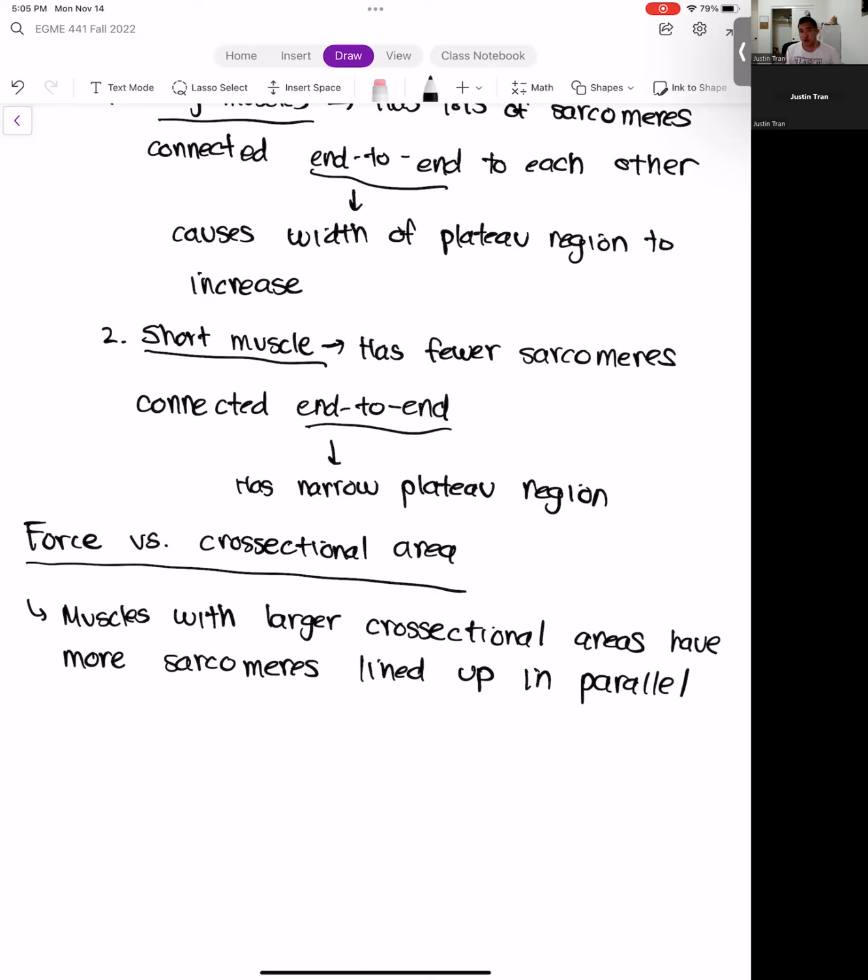And generally speaking, the more sarcomeres that you have lined up in parallel, the more force the muscle can produce. And so what I mean by force magnitude is that when all the muscles are engaged at the same time, that would mean a higher magnitude of force compared to the other ones.